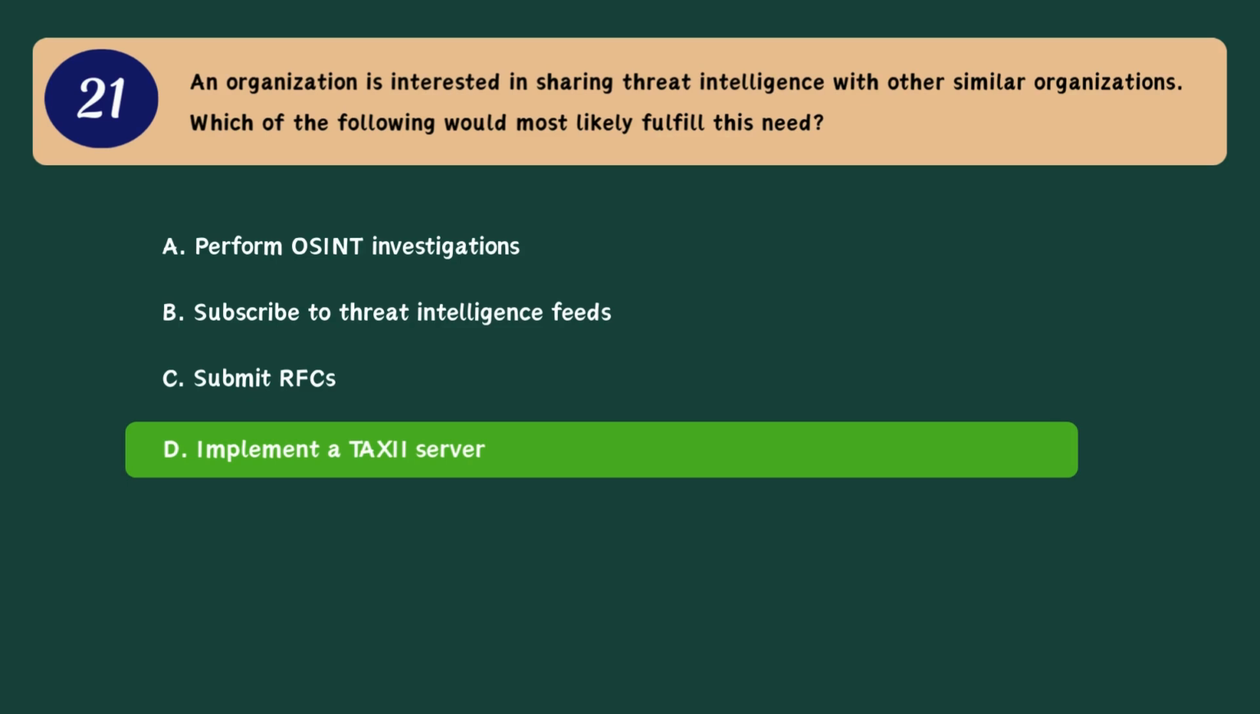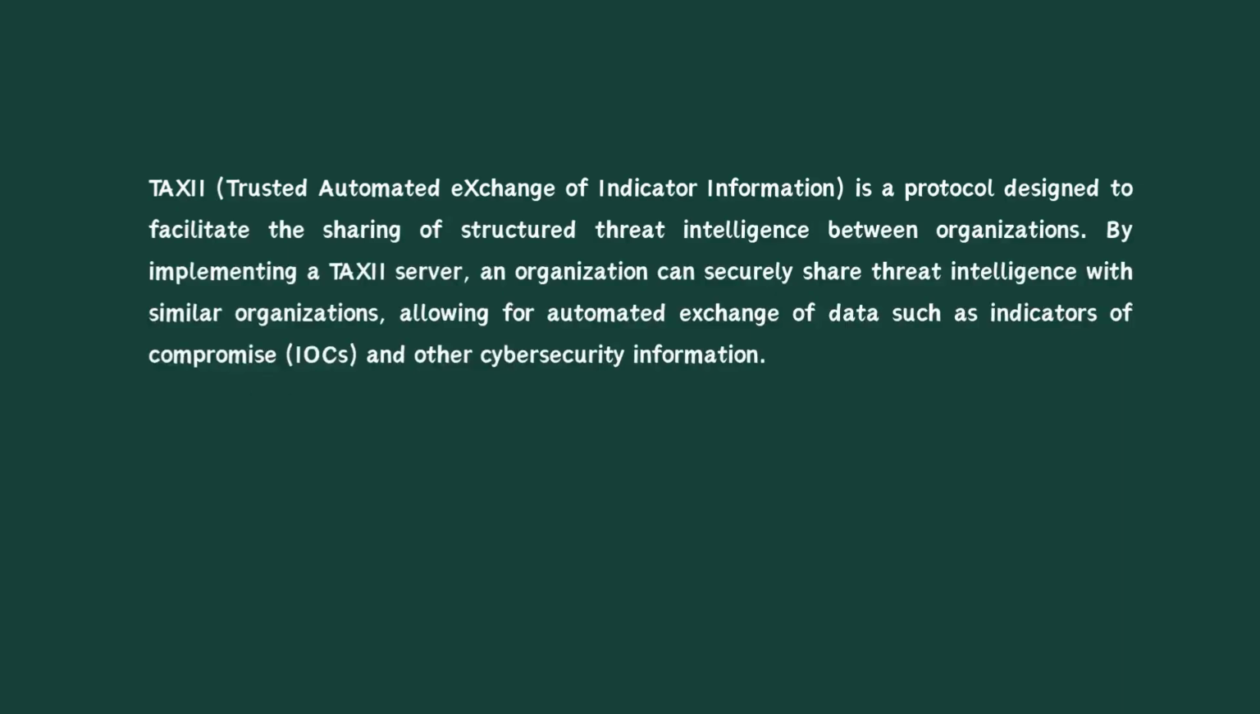Correct answer. D. Implement a TAXII server. TAXII, Trusted Automated Exchange of Indicator Information, is a protocol designed to facilitate the sharing of structured threat intelligence between organizations. By implementing a TAXII server, an organization can securely share threat intelligence with similar organizations, allowing for automated exchange of data such as indicators of compromise, IOCs, and other cybersecurity information.